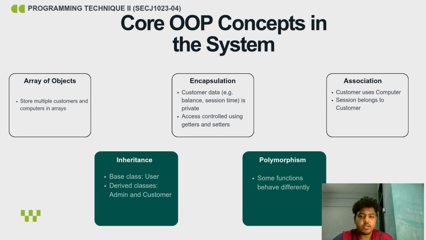The system applies several core OOP concepts. First, we use an array of objects to store multiple customers and computers efficiently. For encapsulation, important data such as customer balance and session time are kept private and accessed through controlled methods. In terms of association, a customer uses a computer while a session is tightly linked to a customer. The system also uses inheritance, where a general user class is extended into two classes, which are admin and customer. Finally, polymorphism is applied in functions such as calculate payment, where different types of customers may have different billing logic.